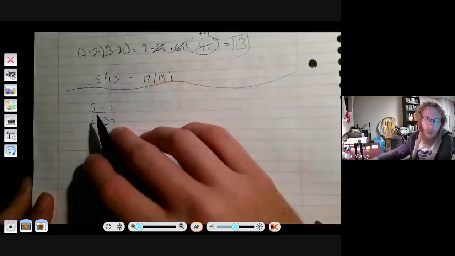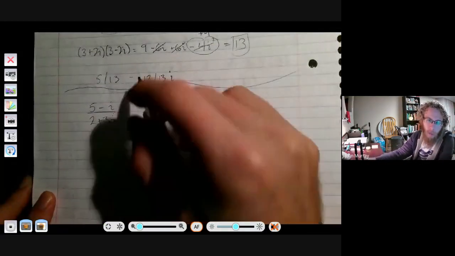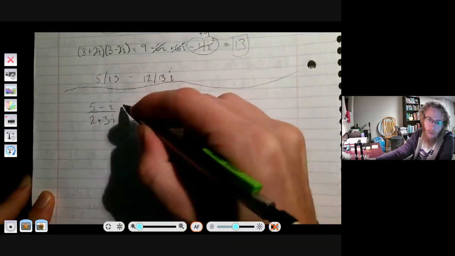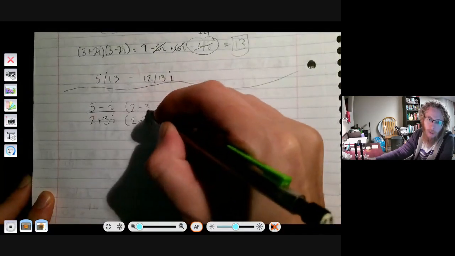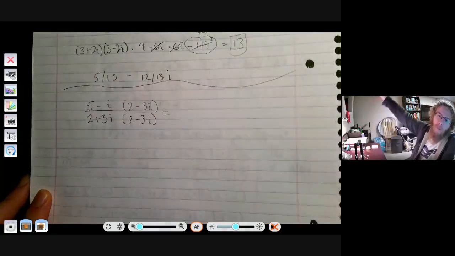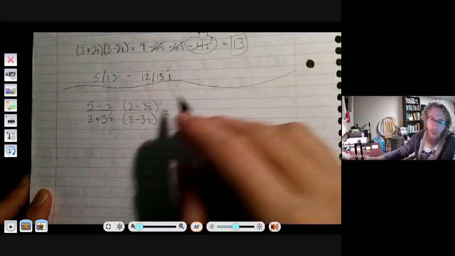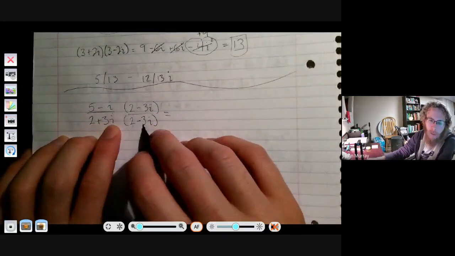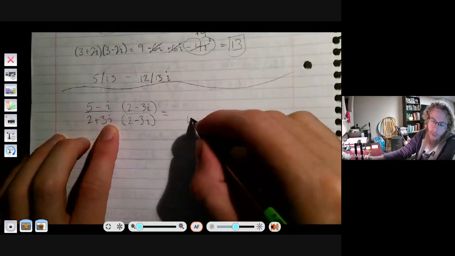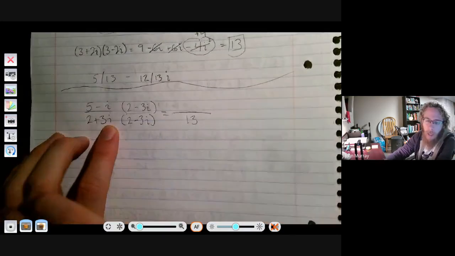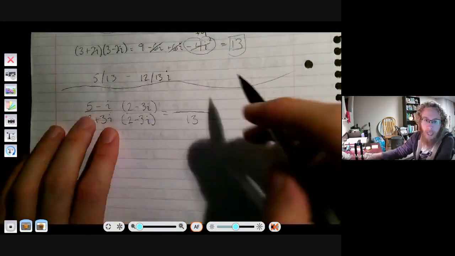All right, so for the second one, we had to get rid of the complex number in the denominator. So we multiply 2 minus 3i by numerator and denominator. I'm going to skip a step. In the bottom, we're going to have 4 plus 9. So in your denominator, you have 13.